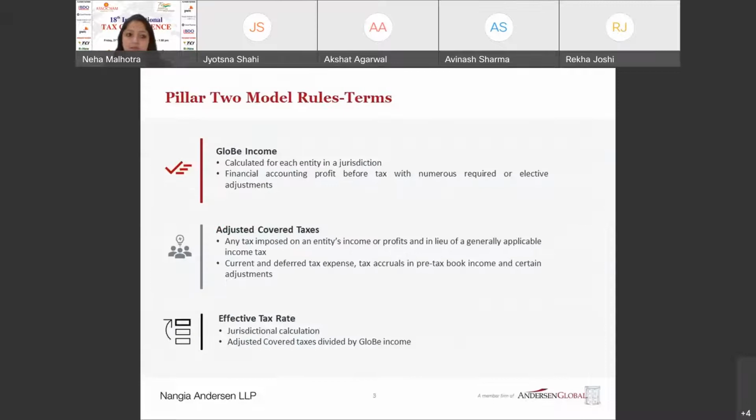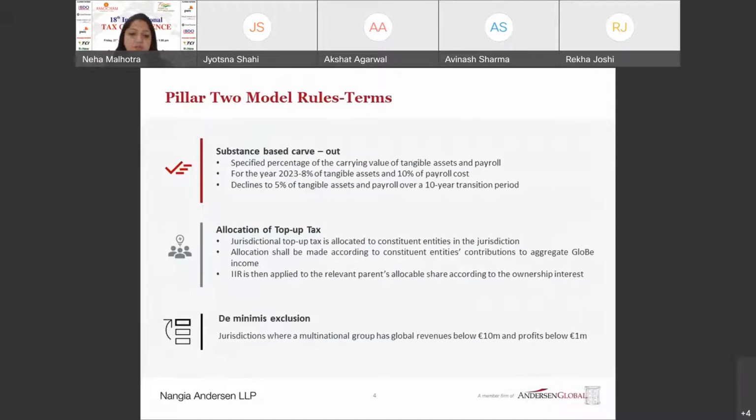The effective tax rate we all know is calculated first jurisdiction-wise, and then the allocation is done first to the parent entity. There are definitely some de minimis exclusions for smaller multinational groups with global revenue below 10 million and profits below 1 million euros. Those will remain out of the purview of this taxation.